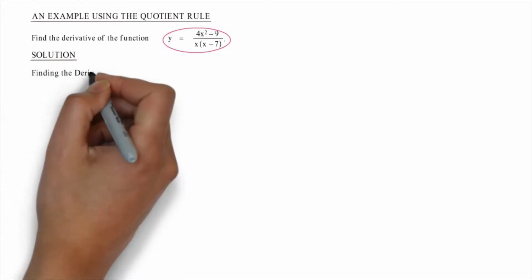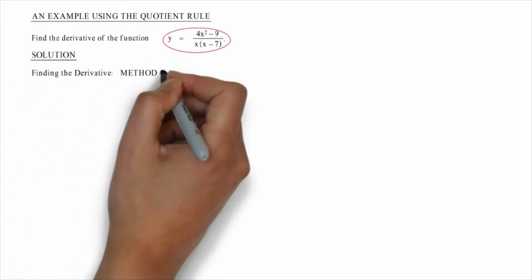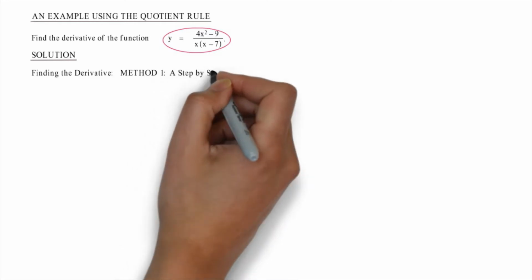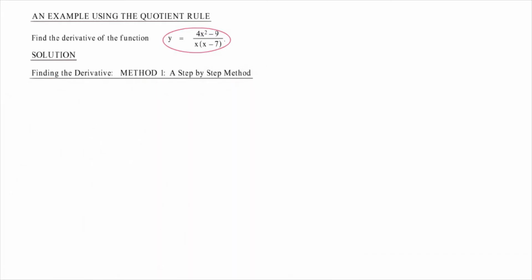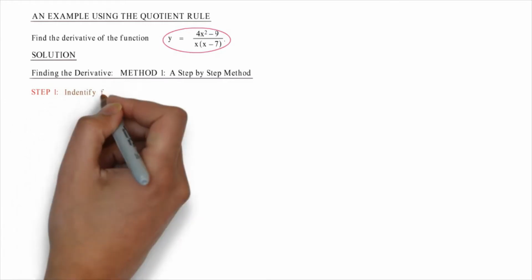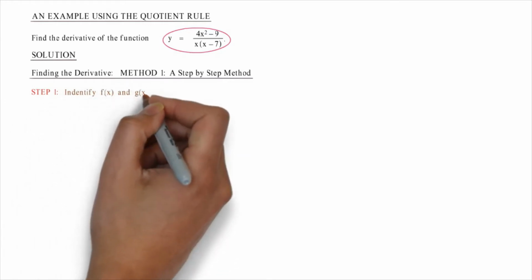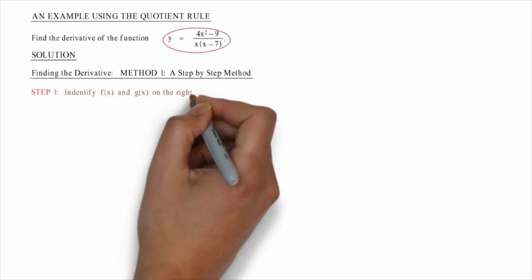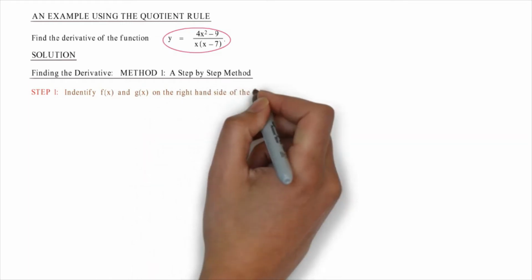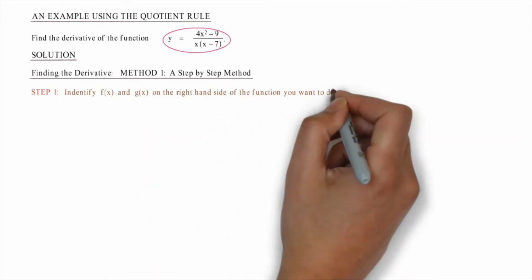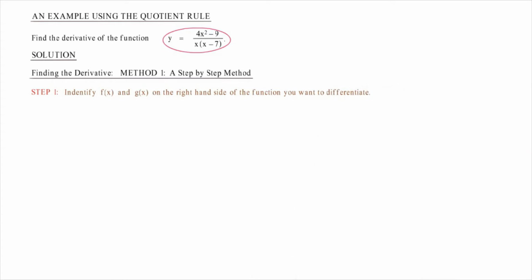Finding the derivative. Method 1. A step-by-step method. Step 1. Identify f(x) and g(x) on the right-hand side of the function you want to differentiate.